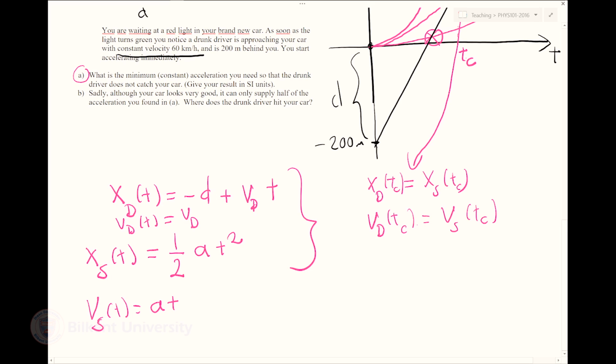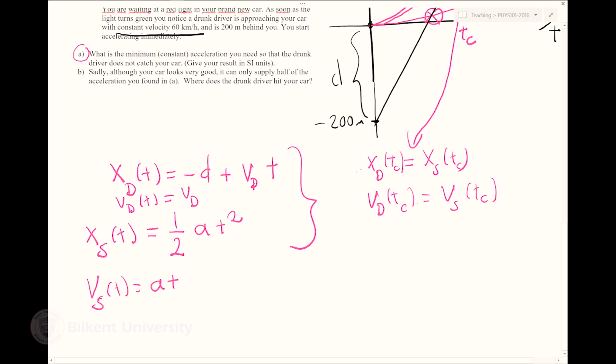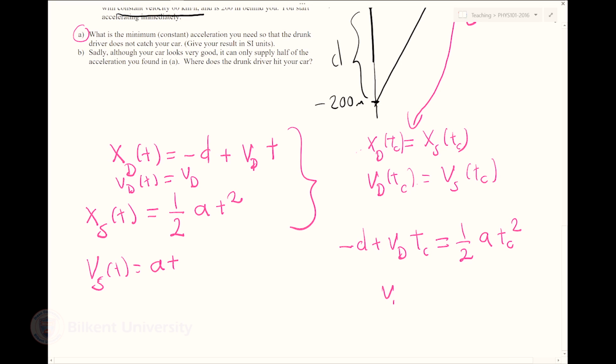Good. Now, let's equate. I need two equations. The first equation, I will just write minus d plus Vd t collision is equal to 1/2 a times t collision square. Okay? But I don't know what this t collision is. I need one more equation, and it's supplied by the second condition, the velocity condition. So that's going to be Vd is equal to a times t collision.